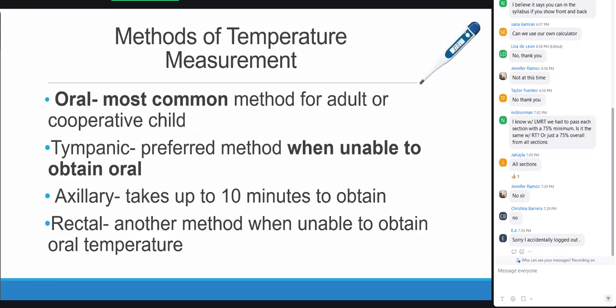Temperature measurement, most common method for adults and cooperative children will be orally. The tympanic through the ear is preferred when unable to obtain oral. The axillary takes up to 10 minutes to obtain, so the thermometer has to sit there for quite some period of time. It's the least accurate of all locations to take temperature. And then, of course, rectal is another method when unable to obtain an oral temperature.